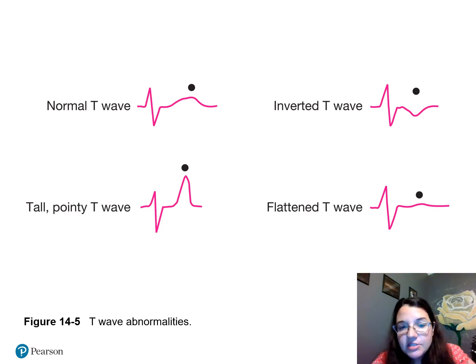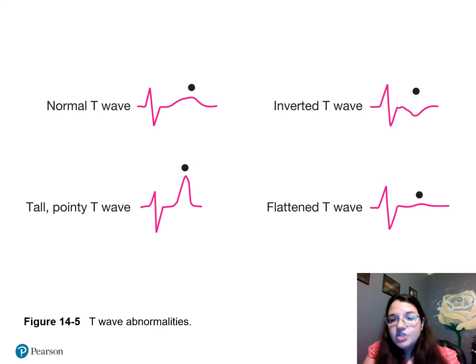And then we can also have a flattened T wave, which would be considered abnormal. So you have your normal T wave, you have your inverted T wave, a tall pointy T wave, and a flattened T wave. If my T wave is inverted, tall, or flattened, so we're not getting that round looking T wave, it is going to indicate an abnormality. And we know if it's tall and pointy, we might have hyperkalemia.